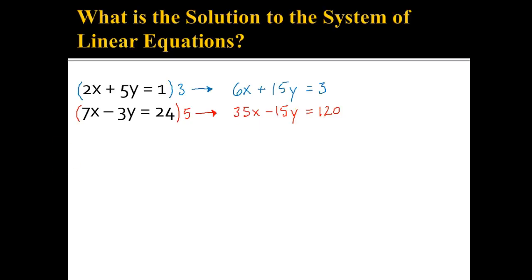Now I'm going to add the two equations together, and I hope you can see that my goal has been met. When I add these two equations together, the y's cancel. 15y minus 15y is 0. And that's what I wanted. So I'm going to add the x's together. I'm adding everything together, but the 15y minus 15y equals 0, so I don't write that answer down. 6x plus 35x is 41x. And 120 plus 3 is 123.